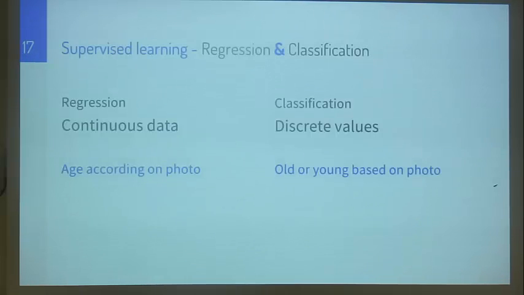So that's a classification. With the same learning model, you are giving a photo and trying to predict something based on the age. If you want a specific value of the age, you have to do a regression. But if you are classifying the people as old or young, that would be a discrete value, so it goes under classification.